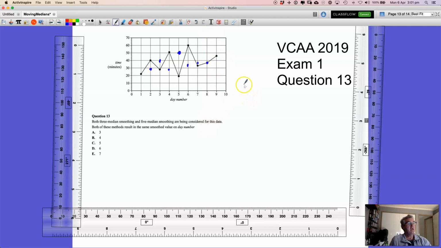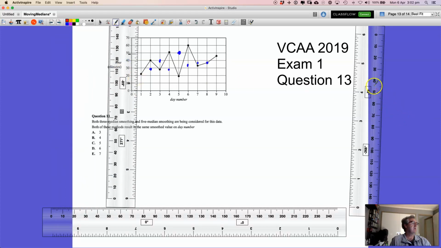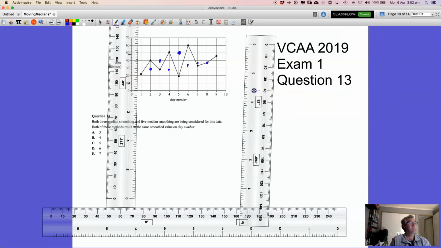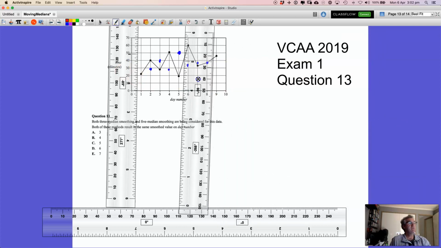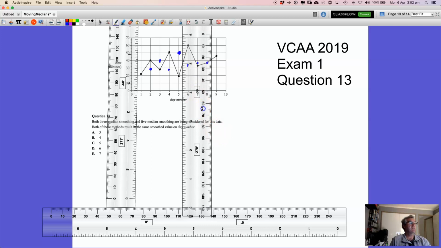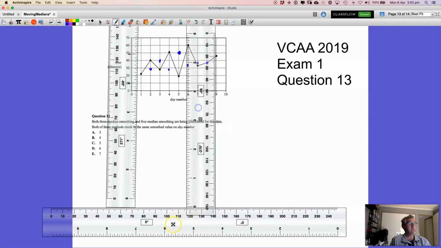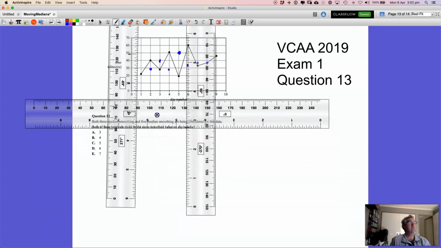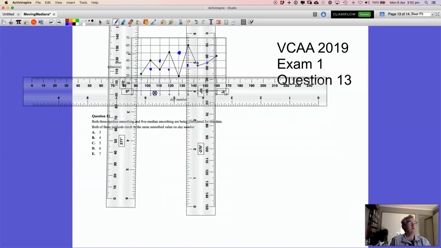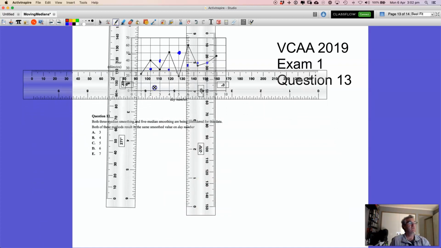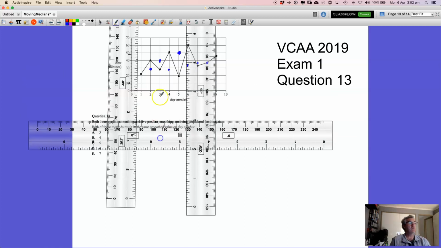Right. Now, I'll change the color of the pen. We've got blue, let's go for a red. And this is where I like to start to use some rulers because it can get a little bit more complex. Right, 5 median smoothing. I start by considering the first 5 points. I'll just drag this ruler up and I stop when I get to the third point. 1, 2, 3. So the first point for day number 3 would be right here.